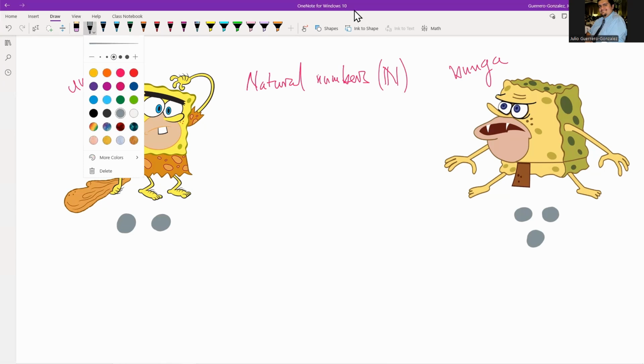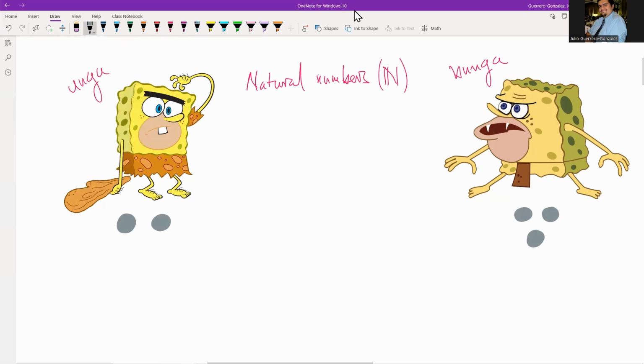Actually, let me not drop it yet. Bunga steals one of his rocks. So now he has one more rock, right? But what happened over here with Unga is he got one rock taken away, right? So now we have to develop an idea of taking away stuff, okay?